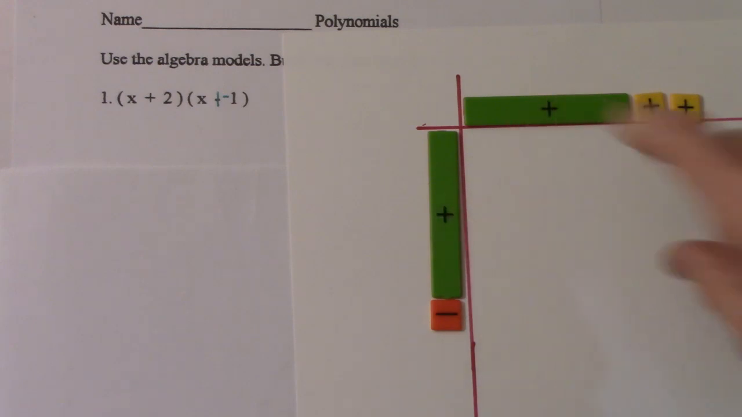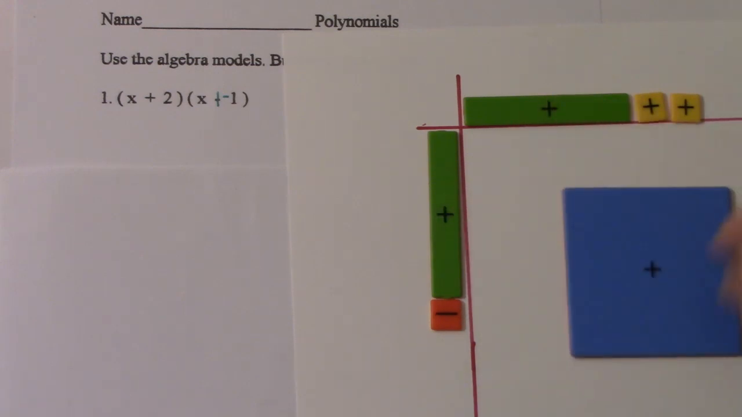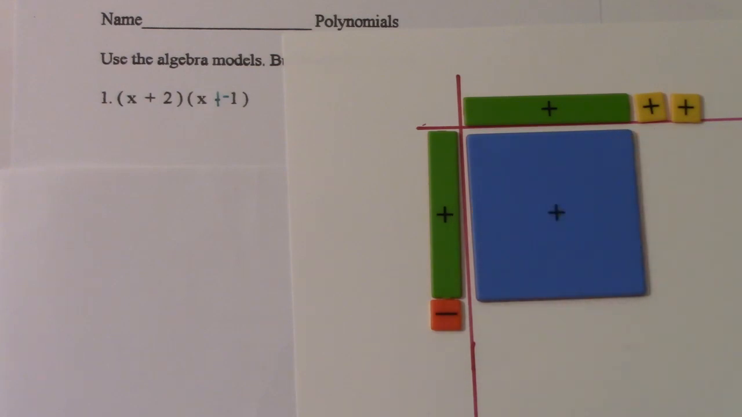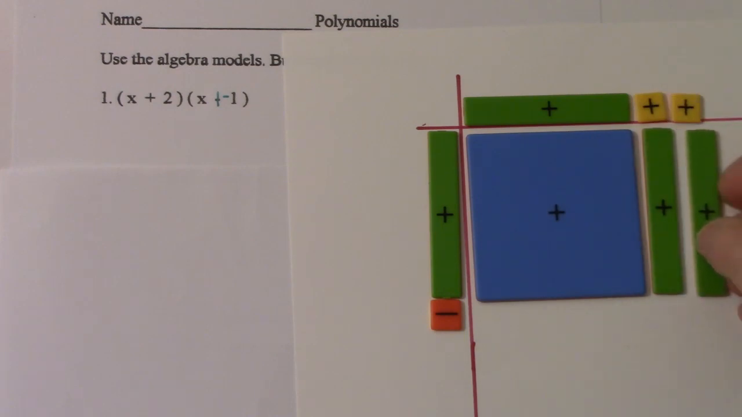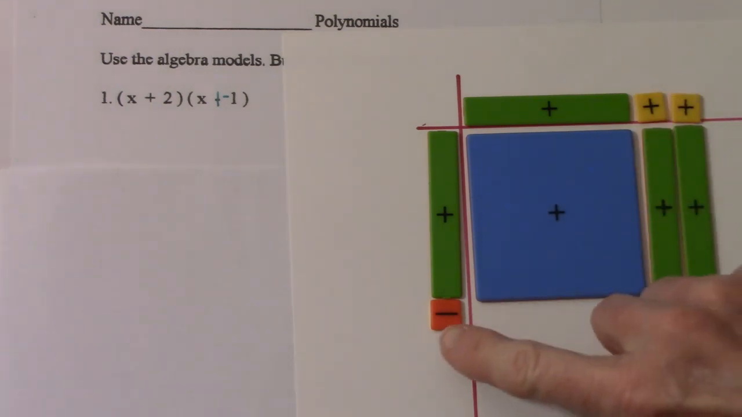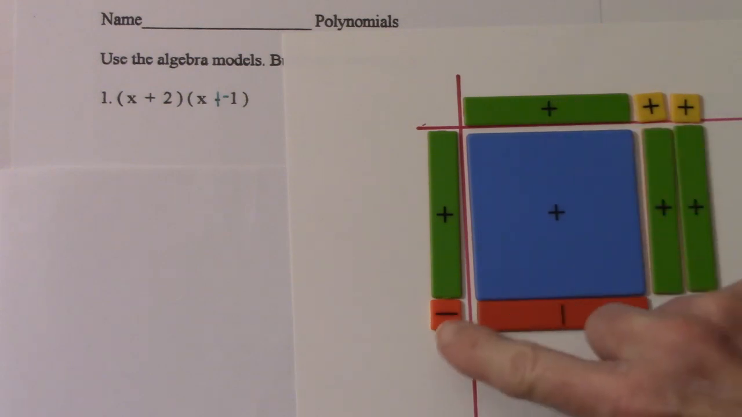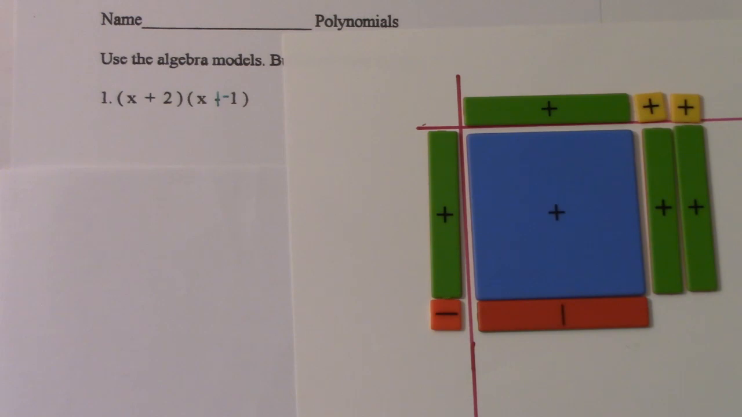So I have x times x, and that gives me x squared. X times 1 is x. X times 1 is x. Now watch what happens here. Negative 1 times x is negative x. Negative 1 times 1 is negative 1. And negative 1 times 1 is a negative 1.